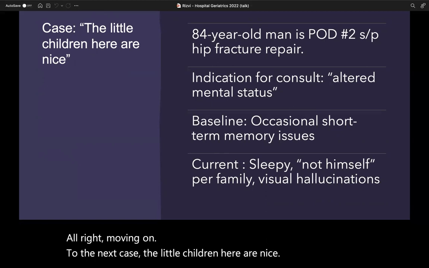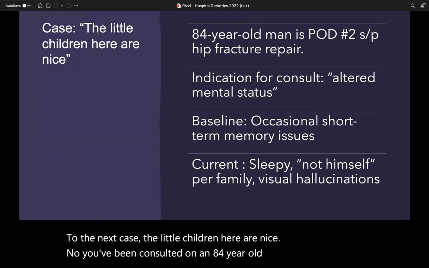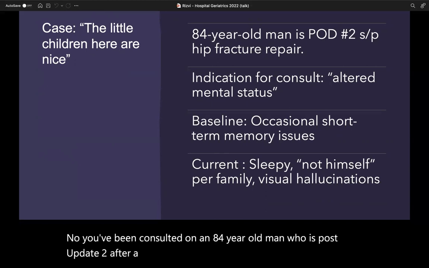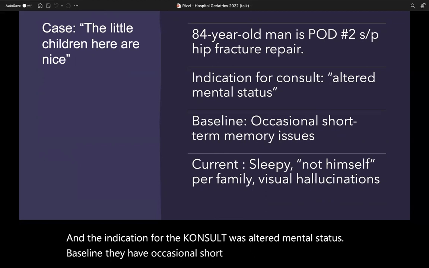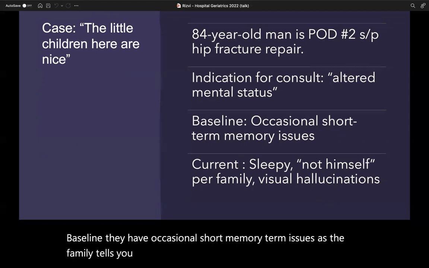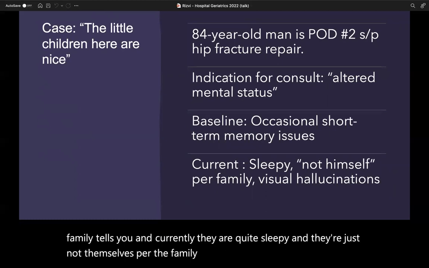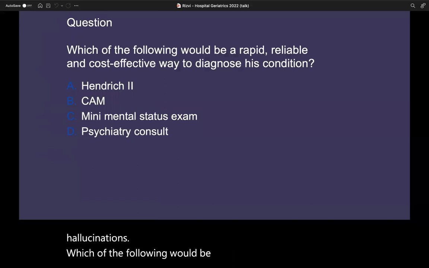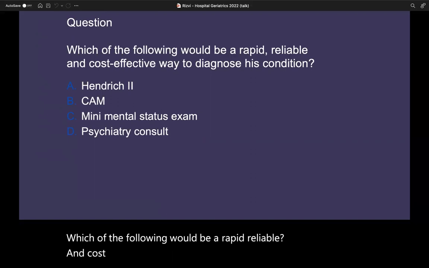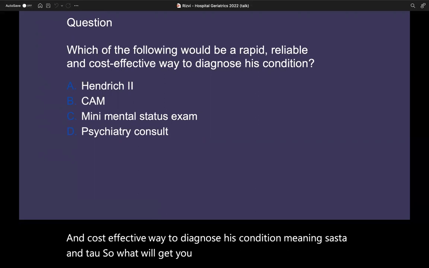Now, you've been consulted on an 84-year-old man who is post-op day 2 after a hip fracture repair. The indication for the consult was altered mental status. At baseline, he has occasional short-term memory issues, as the family tells you. Currently, he is quite sleepy and not himself per the family, and he is having visual hallucinations. Which of the following would be a rapid, reliable, and cost-effective way to diagnose his condition? So what will get you to the diagnosis of delirium in the most cost-efficient manner?